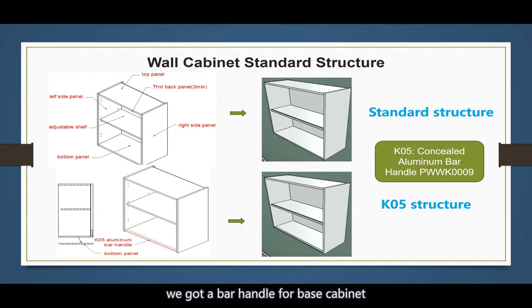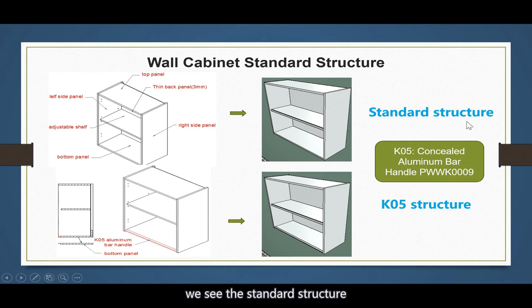Since we have bar handles for the base cabinets to help the whole kitchen match in the same style, we also have bar handles for the wall cabinets. This one is installed on the front part of the bottom panels, so it will replace the front part of the bottom panels. As you can see here, in the very front side, we cut a little part of the bottom panels and installed the KO5 handle bar on it. So as you can see, the red part right here replaced part of the bottom panels. And now we have this little gap below, so we can pull the doors out.